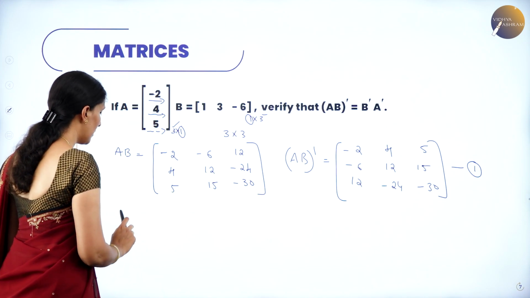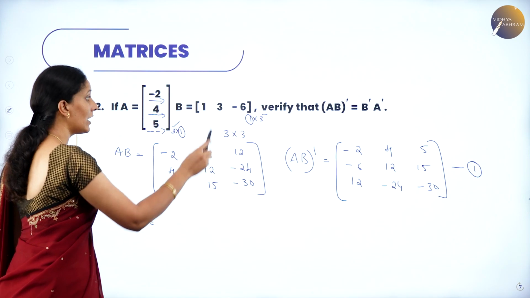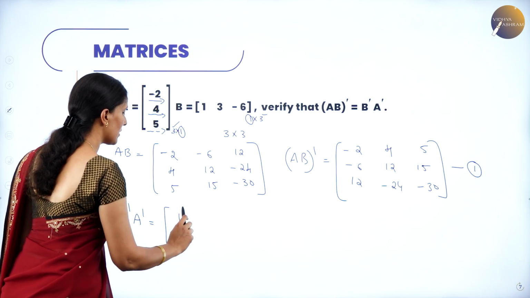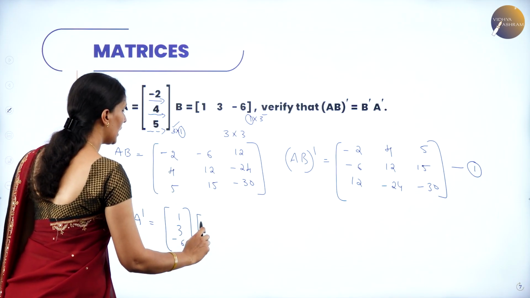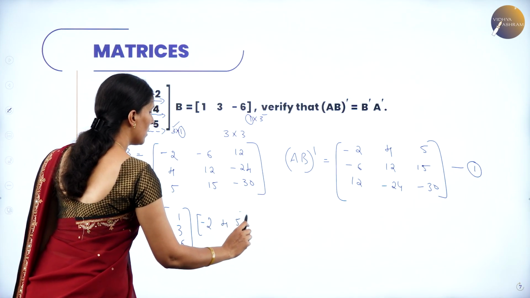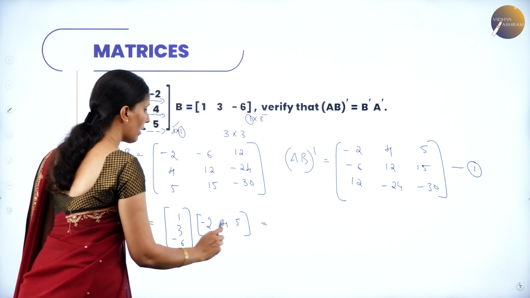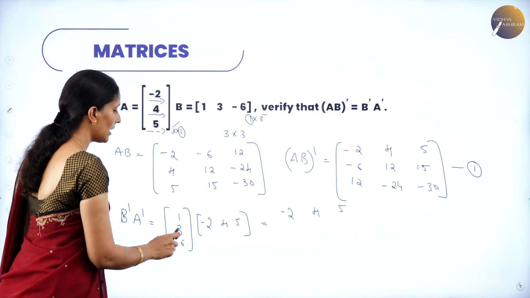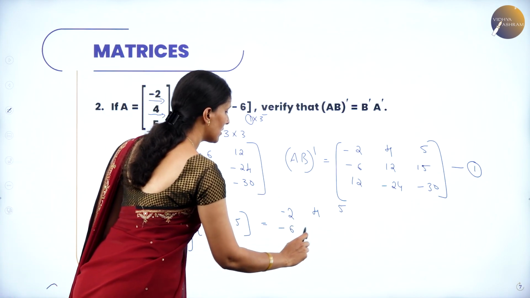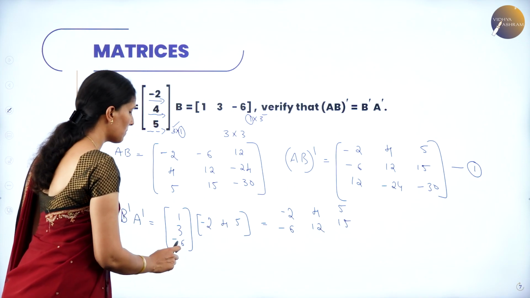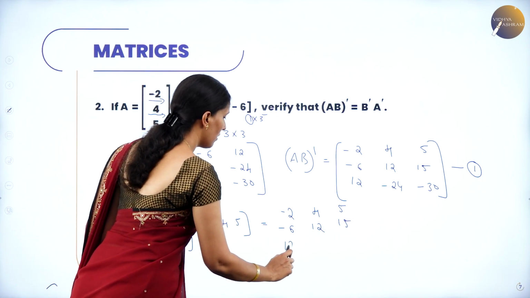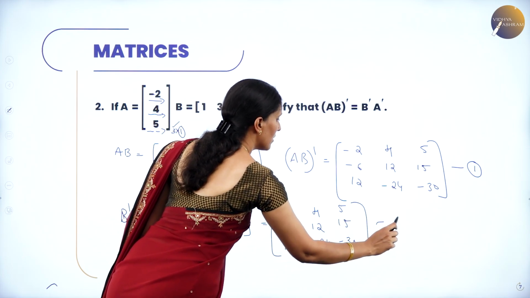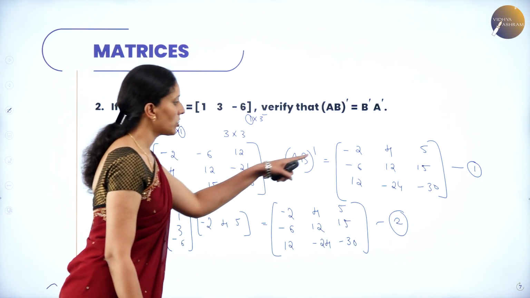Now let's take B transpose into A transpose. Here we have B. Let's write B transpose. So it becomes 1, 3, minus 6. Let's write A transpose. It is minus 2, 4, 5. Now let's multiply this. What happens? 1 into minus 2, 4, 5. That is multiplying 1 to this. Next multiply 3 to this. So you will get minus 6, 12, 15. Next multiply minus 6 into minus 2, that is 12. Again minus 24 and minus 30. So observe this as equation 2. See equation 1 and equation 2.